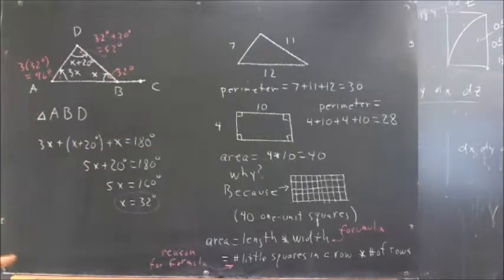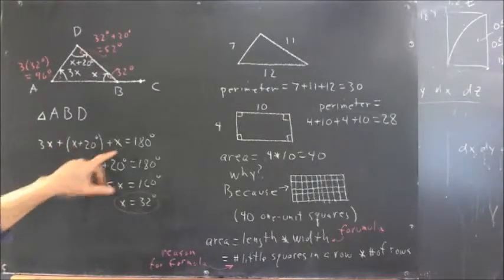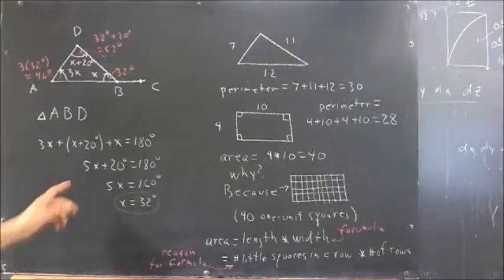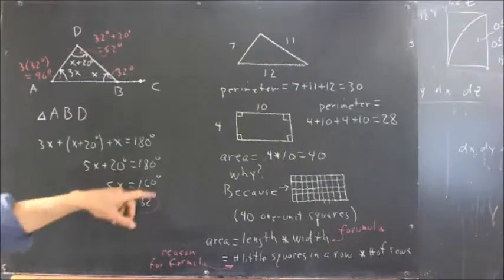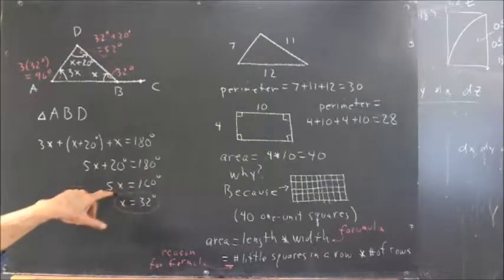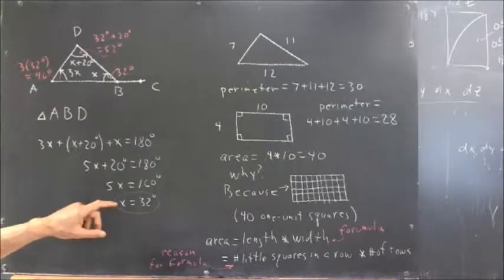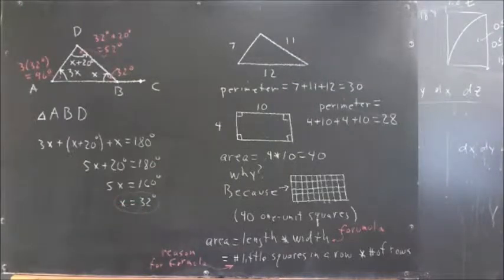First thing we do is simplify the left-hand side. The right-hand side is already as simple as it can get. Three x's, an x, and an x give us 5x, and we have the 20 degrees. So 5x plus 20 degrees is 180 degrees. Subtracting 20 degrees from both sides, we get 5x equals 160 degrees. Then dividing both sides by 5, we get x equals 32 degrees.